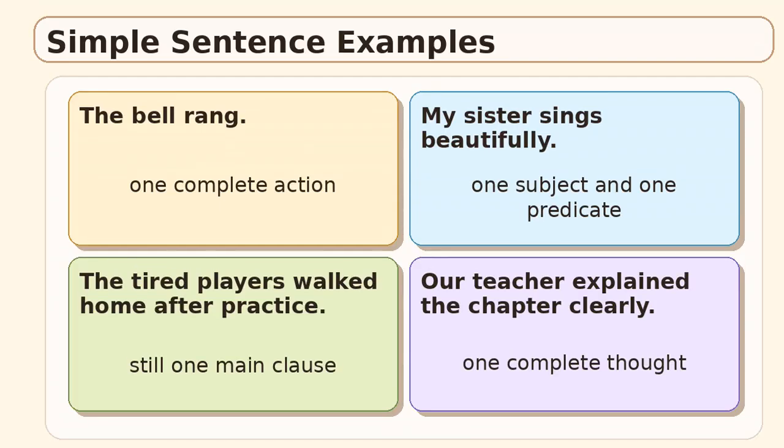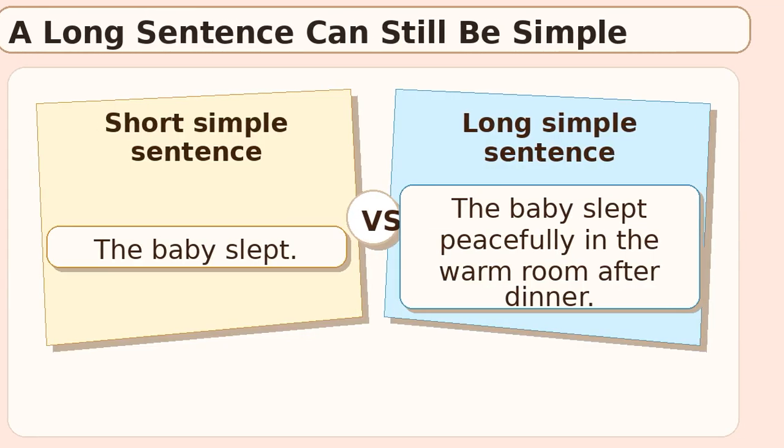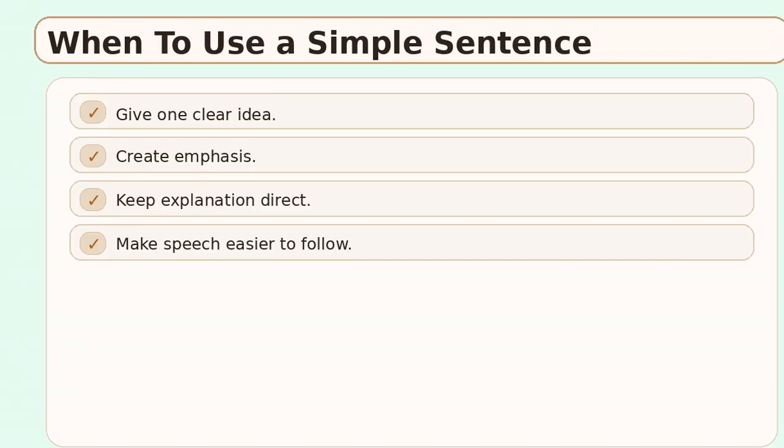Look at these examples carefully. Each sentence gives one complete idea, even when it includes extra details. This is a very important rule. A sentence is not complex just because it is long. If it has only one independent clause, it is still a simple sentence, even with phrases and modifiers added. Use a simple sentence when you want directness, clarity, impact, or quick pacing. It is especially useful for instructions, key points, and strong statements.